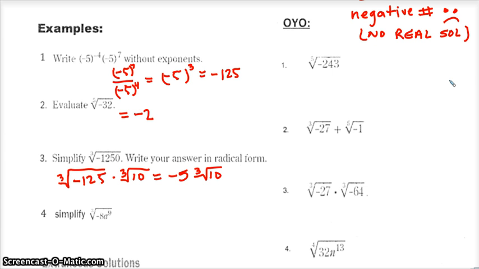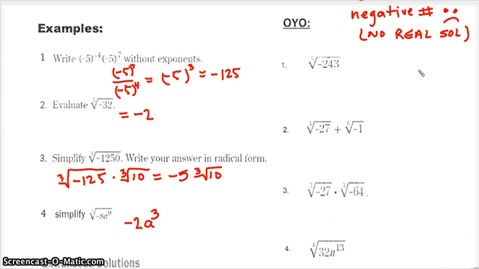I'm asked to simplify the 3rd root of -8a to the 9th. I can take the 3rd root of -8 since it's the odd root of a negative number, and I get -2. I'm taking the 3rd root of a to the 9th power, which is basically just dividing those numbers, so I get a to the 3rd power as my final answer. So -2a to the 3rd power. Now you try. Try the on your own questions and then check your answer.